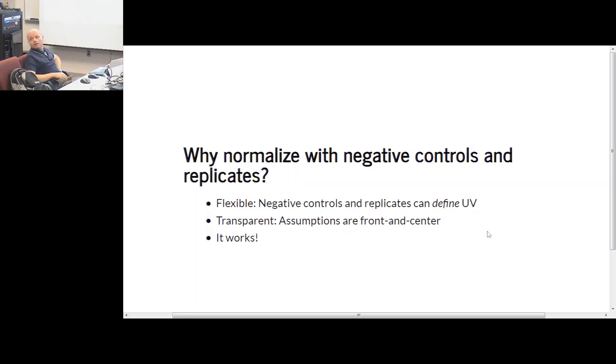How often do you have a data set that has such kind of biological replicates?